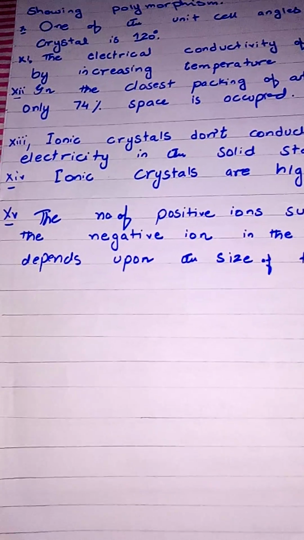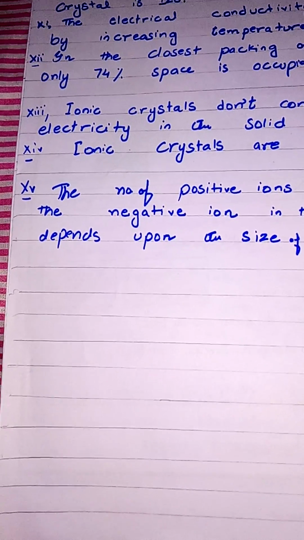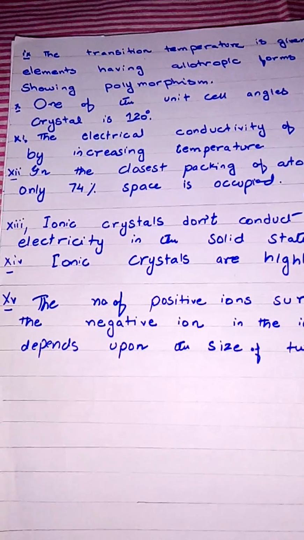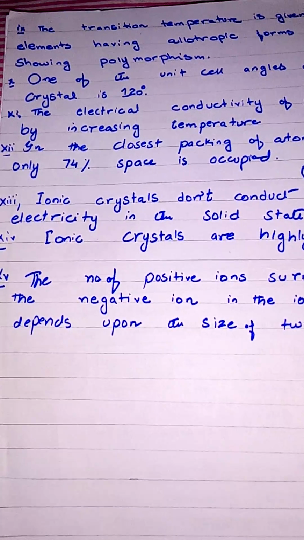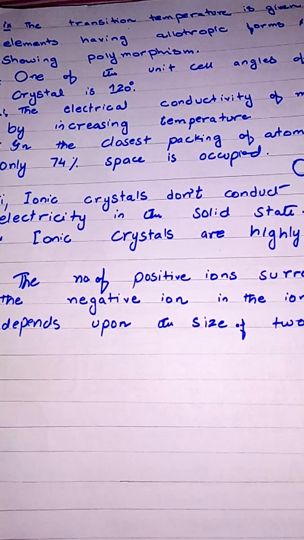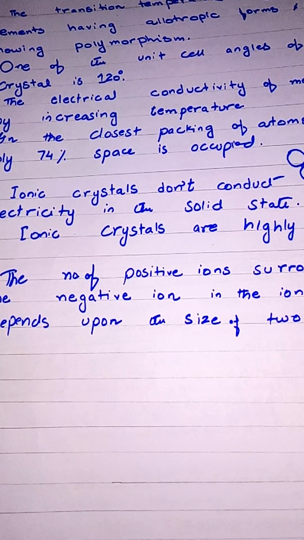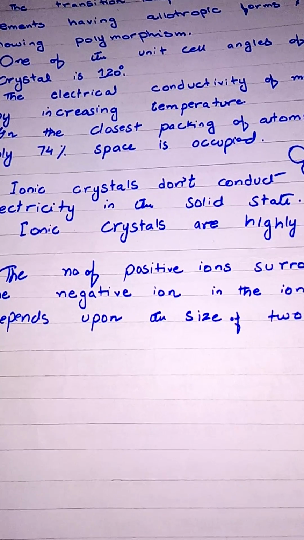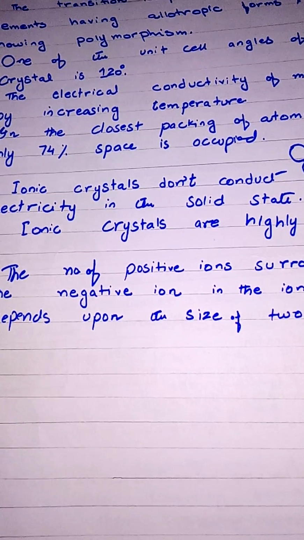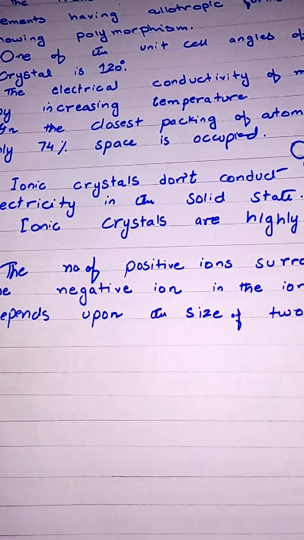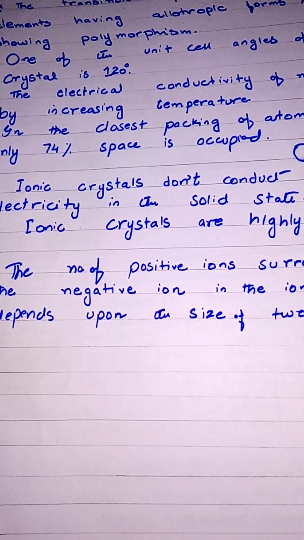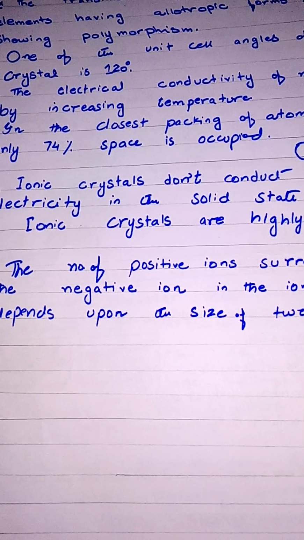Now we will discuss question number 13. Ionic crystals do not conduct electricity in the solid state. It is because in solid form ions have fixed positions and therefore they cannot conduct electricity. They cannot move. Ions can only conduct electricity when they are free. When they are in fixed positions, they cannot conduct. And the same is the case in the solid state.